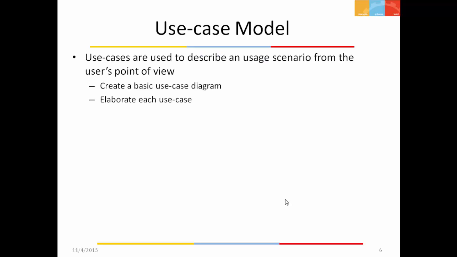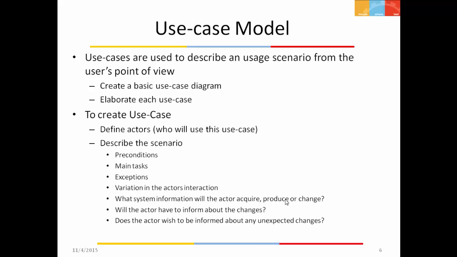Use case model. Use cases are used to describe a particular usage scenario from the user's point of view. Very important. That's part of the UML diagrams. Create a basic use case diagram and elaborate each use case. That's the first step. Then how do you create a use case? In fact, to create a use case, you need to define a set of actors, meaning who are going to use this use case or who are going to be impacted by the use case.